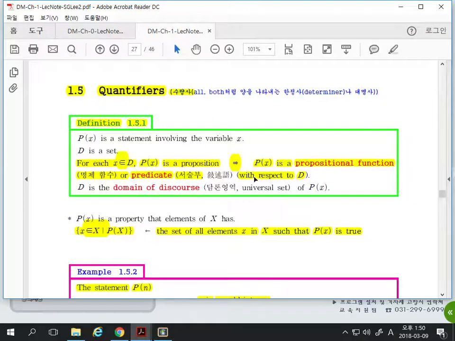Next section is quantifiers, and the last section, 1.6, is nested quantifiers. That's the end of chapter 1. Since the time's up, we'll take a 10 minute break to conclude chapter 1. Any questions before we finish up chapter 1?